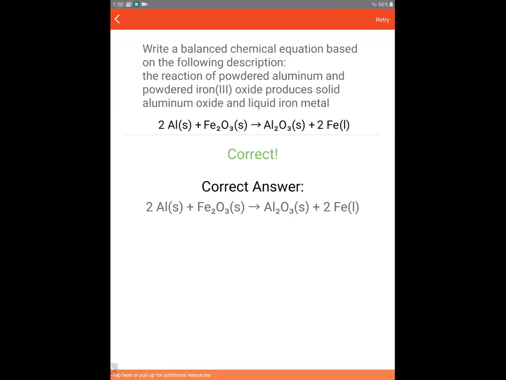So pay attention to those charge balances. Also, if it's listing things as solids or aqueous, make sure you put those states in, they matter.